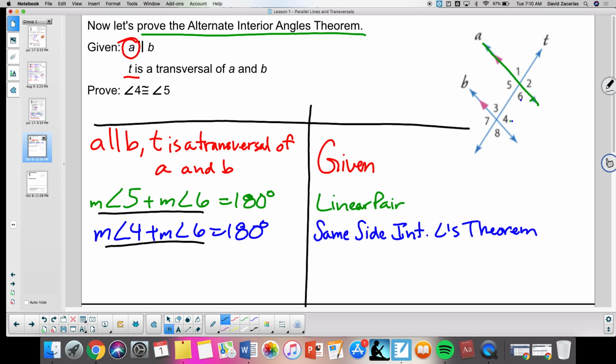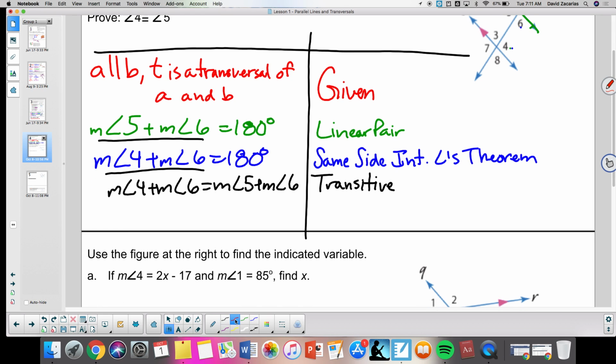Well, if any two things, even if they're sums, are equal to the same thing, then we could say they're equal to each other. So we know that the measurement of angle 4 plus the measurement of angle 6 has to equal the measurement of angle 5 plus the measurement of angle 6. That's what we call the transitive property. We've learned that already. Two things are equal to the same thing, then they're equal to each other. Well, now, what do you see on both sides now? On both sides, we have angle 6 and angle 6. So we can subtract the measurement of angle 6 from both sides, leaving us with the measurement of angle 4 is equal to the measurement of angle 5. We just subtracted that over.